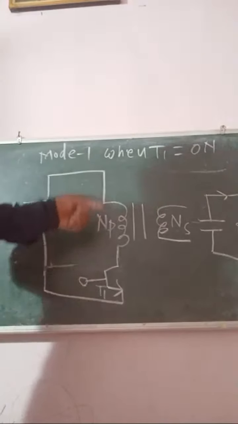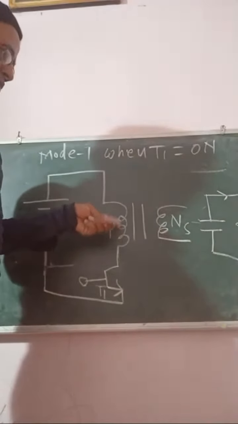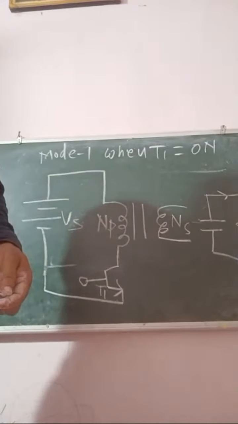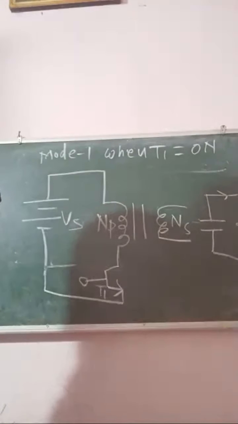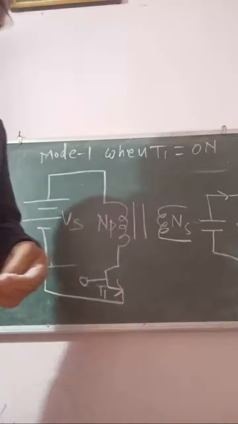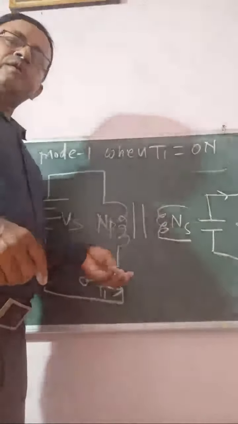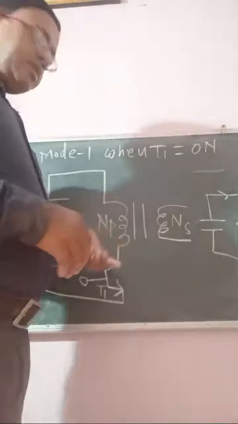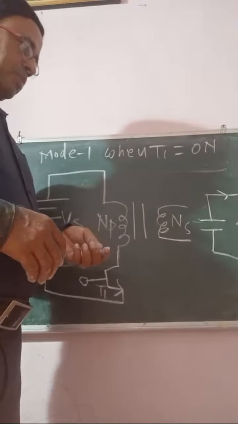This is called continuous mode of operation. During this period, energy is stored in the primary winding, and the charge already stored in the capacitor C is discharged to the load, as the diode is in the reverse bias condition. This is called continuous mode of operation.